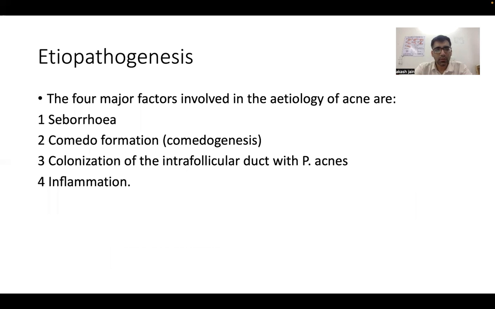So the next topic is the etiopathogenesis of acne. How is acne formed? The four major factors involved in the etiology of acne are seborrhea, comedone formation or comedogenesis, colonization of the intrafollicular duct with Propionibacterium acnes, and inflammation. So these four main factors are involved in the pathogenesis of acne.